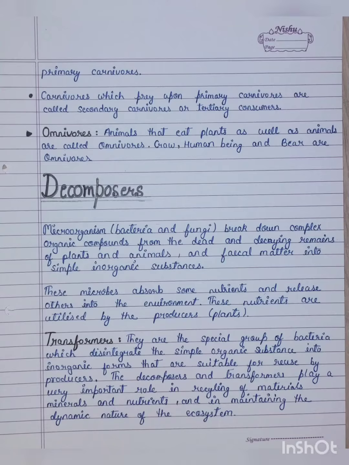Decomposers. Microorganisms, bacteria and fungi break down complex organic compounds from the dead and decaying remains of plants and animals and fecal matter into simple inorganic substances. These microbes absorb some nutrients and release others into the environment. These nutrients are utilized by the producers.